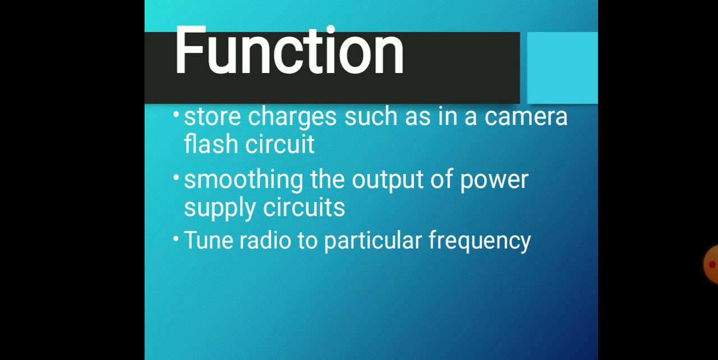And last one, tune radio to particular frequency. So this is the knob usually used by your parents maybe when they were younger to choose the radio station that they want to listen to. Like for example, DZRH or Star FM or Shine Radio. Just rotate the knob and find the frequency, and then you are already tuned to that radio station that you want to listen to.